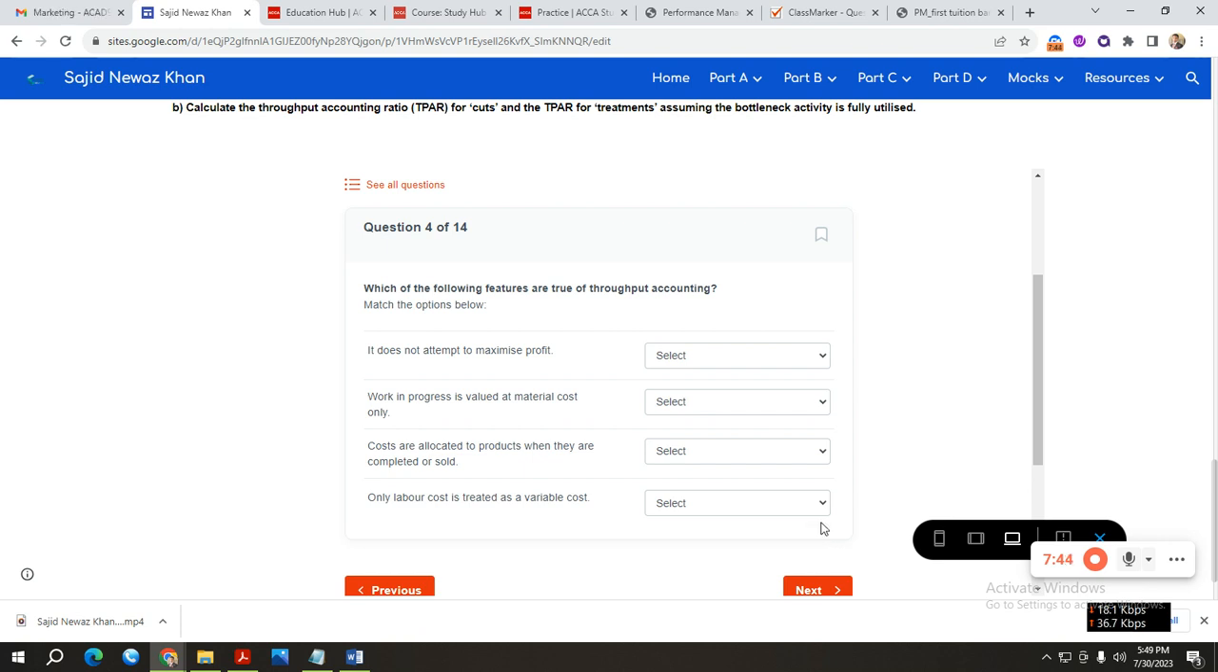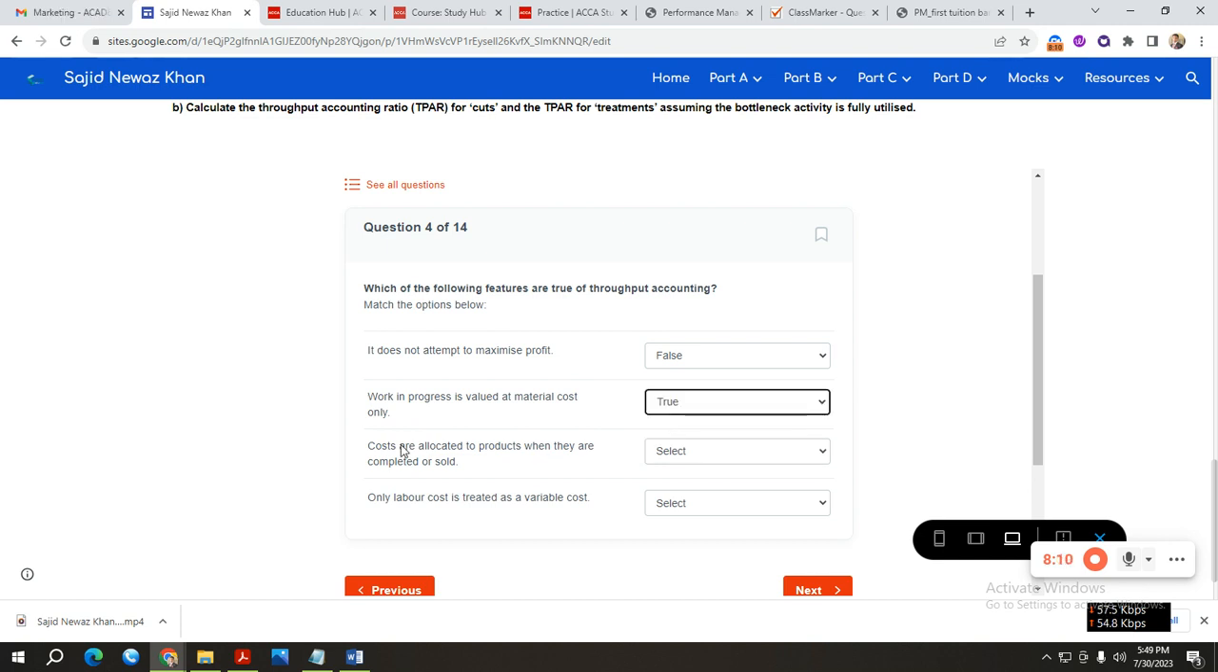Which of the following features are true of throughput accounting? It does not attempt to maximize profit. Of course, it attempts to maximize profit. So this is a false statement. Work in progress is valued at material cost only. We know that in our throughput accounting, work in progress is valued only at material cost. So that's a true statement.